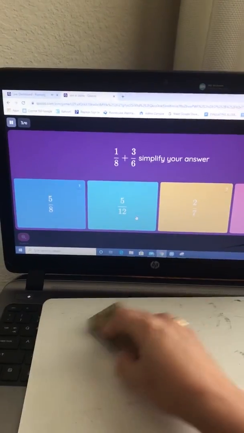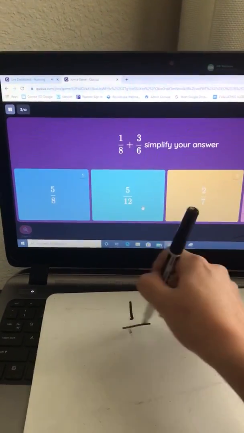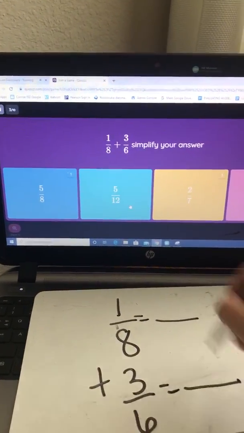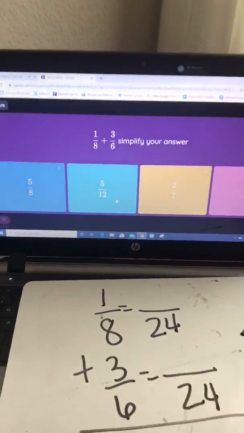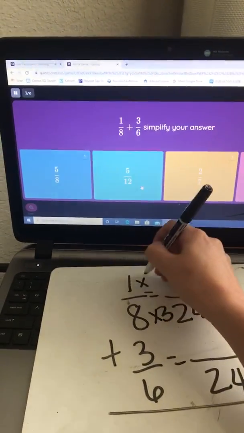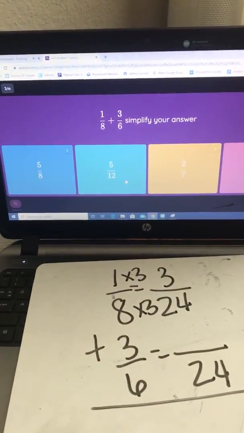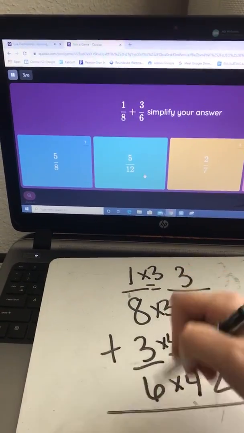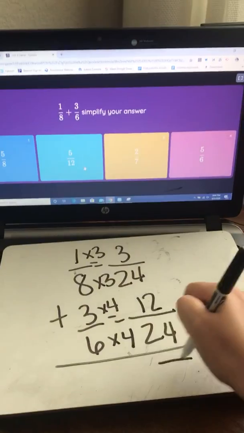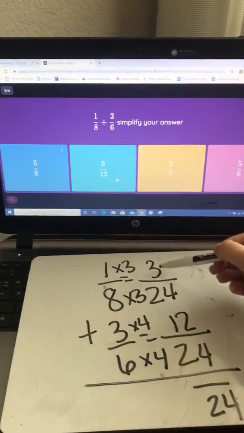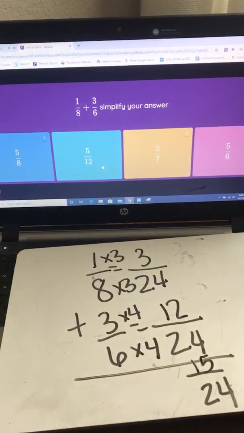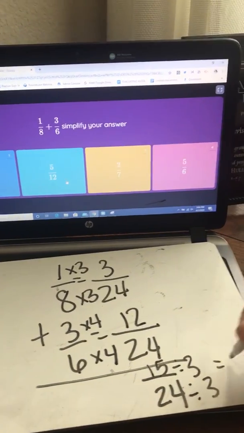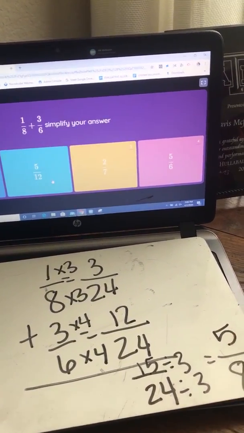Number 3 is adding fractions. You have to remember when you add fractions, you have to have common denominators. So common denominator for 8 and 6 is going to be 24. So 8 times 3 is 24, so I do that to my numerator. 1/8 is equivalent to 3/24. 6 times 4 is 24, so 3 times 4 is 12. 3/6 is equivalent to 12/24. I'm going to keep my denominator the same, and I'm going to add 3 plus 12 to get 15. And the Quizizz reminds us to simplify your answer. I'm going to divide my numerator and denominator by 3 to get a final answer of 5/8.